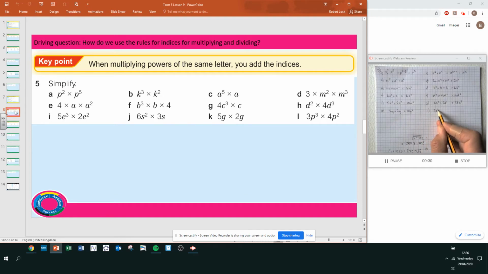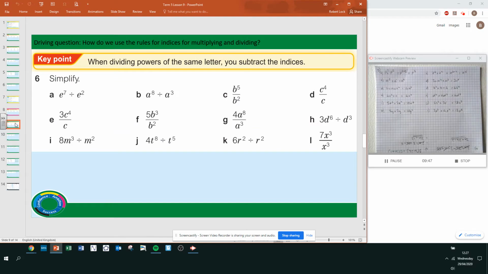3p cubed times 4p squared. 3 times 4 is 12. p, 3 plus 2 is 5. p to the power 5. Answers.